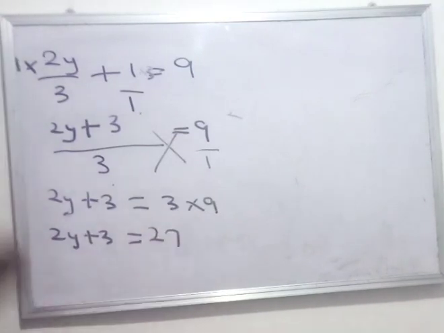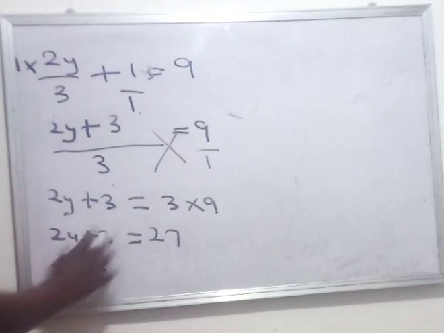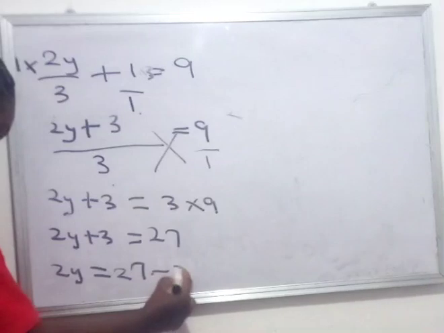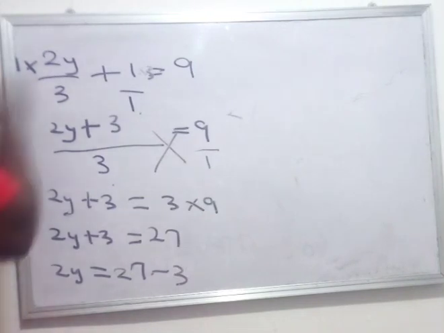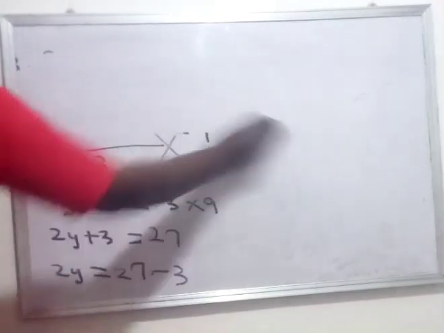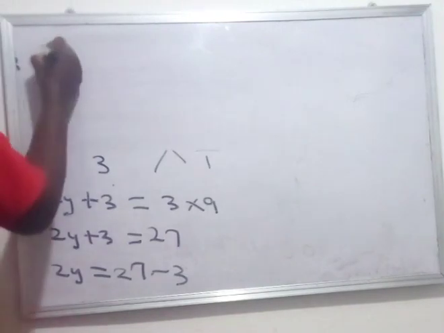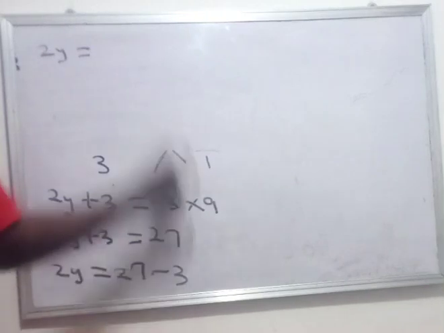27. We also need to collect like terms here again. So our 2y becomes, this plus 3 goes out, becomes 27, take away 3. 27 take away 3 is 24. Permit me to wipe this off. Please do well to rewatch the video so that every stage is clear to you. So we are left with 2y is equal to, we had 27, take away 3 there, and that will give us 24.